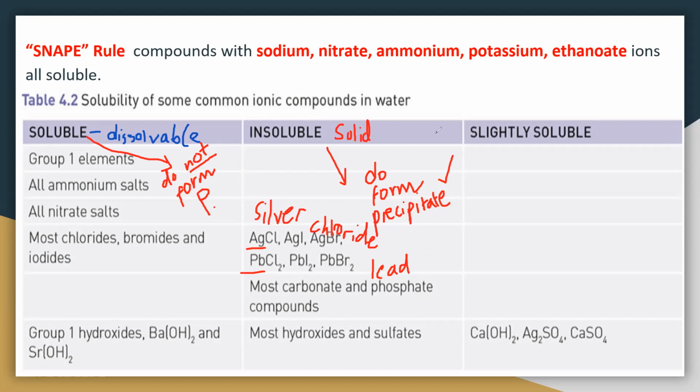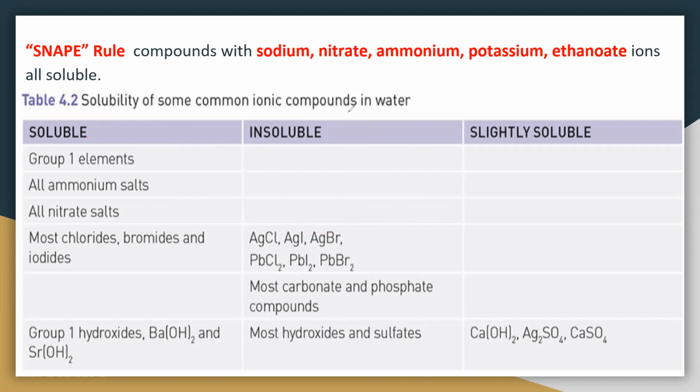So what sort of question will we expect to get from this table? We might give you a list of compounds and ask you which one of these is likely to form a precipitate, or which of these are likely to be soluble, that is, do not form a precipitate. Whatever we give you, you have to refer back to this table and make a judgment. So if it's a group 1 element, you would say that yes, it's soluble.